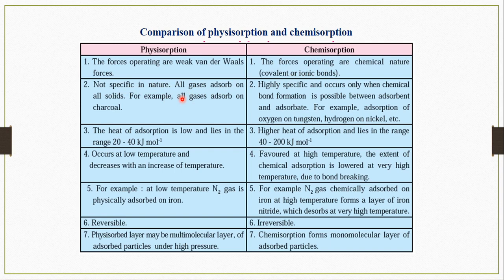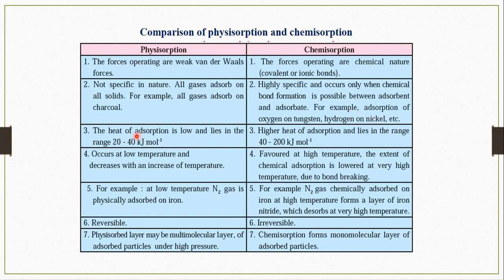In physical adsorption, it is not specific in nature. All gases get adsorbed on all solids. For example, all gases adsorb on charcoal. In chemical adsorption, it is very specific and occurs only when chemical bond formation is possible between adsorbent and adsorbate, so it depends on the chemical nature. For example, adsorption of oxygen on tungsten and hydrogen on nickel. This takes place because of the bond between hydrogen and nickel, so it depends on the chemical nature.